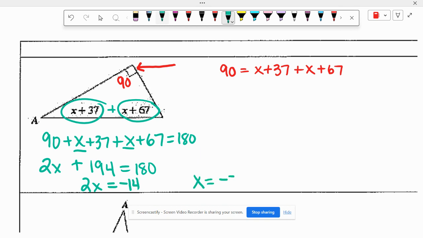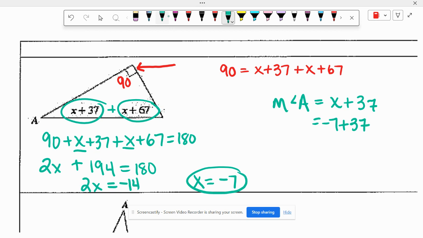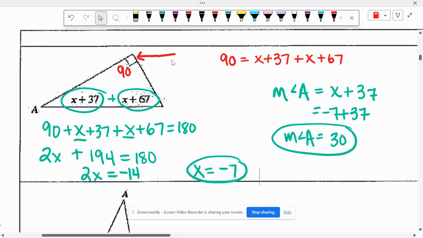x equals negative 7. But I'm trying to find the measure of angle A. So the measure of angle A equals x plus 37, but x is negative 7. So the measure of angle A is what? It's 30. Okay, I'm going to go to the next one.